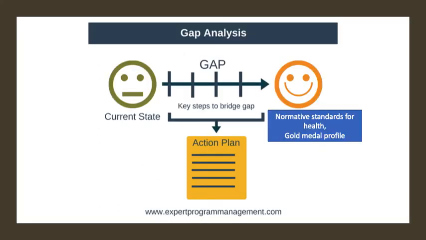I just want to recall this optic of a gap analysis. So we have our current state, and then we have where we want to be, that happy face, and that's the gap. And from within that gap, we have key steps to bridge the gap. The desired state, that happy face, is the normative standards for health for that age, population, that gender, that ethnicity, whatever it may be, and or your gold medal profile for an athlete. Okay, so this is the gold medal.